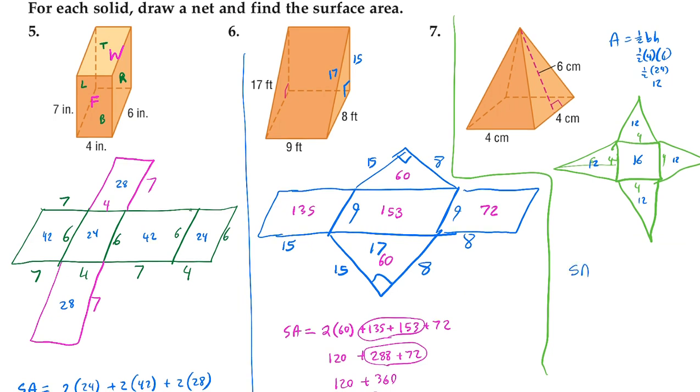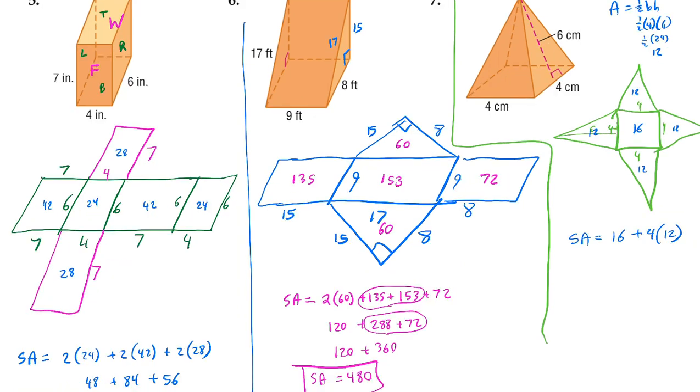So the surface area is the base of 16 plus those 4 lateral faces that each have a 12. And so that's 16 plus 48, or in other words, 64. Whoa, 64. Okay, we'll just do a couple more problems, and that's it for this video.